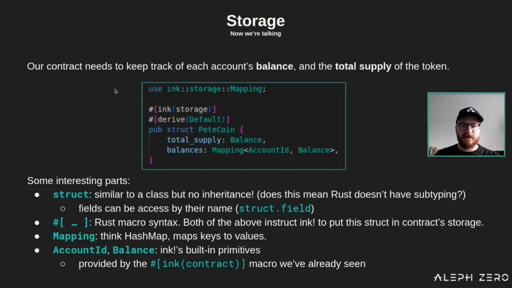So we're just gonna shorten it and say use ink storage mapping. Then you'll be able to just say mapping, because it will bring this into our current namespace. Now, the important thing is the ink storage macro, which basically tells the compiler, or the chain's runtime actually, to put this particular struct in the contract storage. So this stuff will actually end up on the blockchain, right?